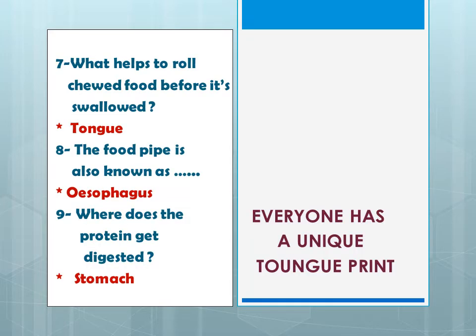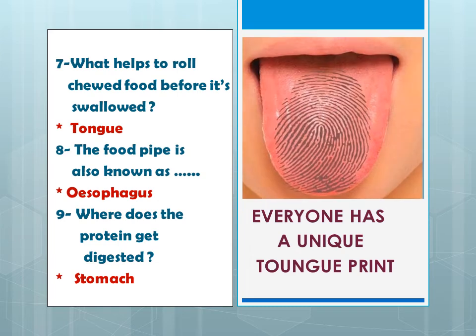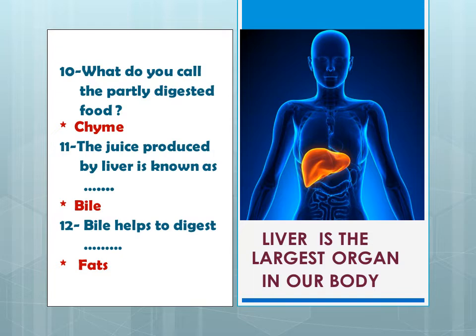What helps to roll chewed food before getting swallowed? Tongue. The food pipe is also known as dash. Esophagus. Where does the protein get digested? Stomach. What do you call the partly digested food?